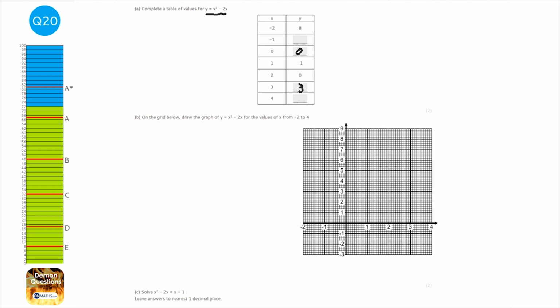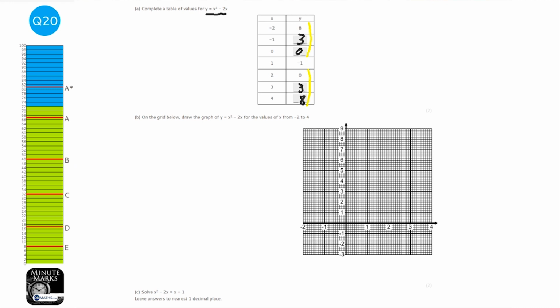And 4 squared is 16, take away 2 times 4, which is 8. So it's going to be 8. Okay, minus 2 squared is 4, minus 2 times minus 2 is plus 4. So that is going to be 8. Minus 1 squared is 1. Minus 2 times minus 1 is plus 2. So that is going to be 3. Now you might notice that there's a symmetry here. So if I have a look at these ones here and these ones here, they're the same. Now you'll find that with a quadratic graph. Don't rely on it 100%, but if you've got 8, 3, 0 and then 0, 3, 9, then just check the value that looks like it's different to the symmetrical one.